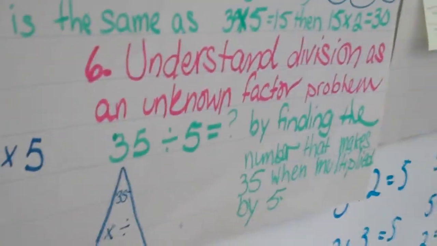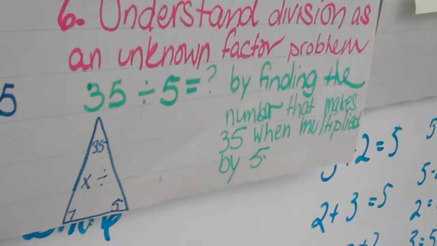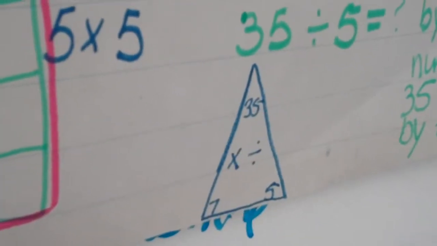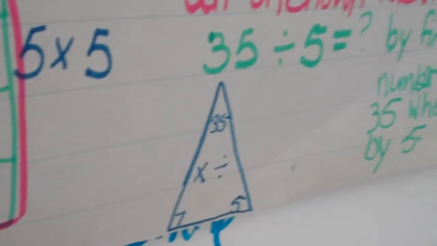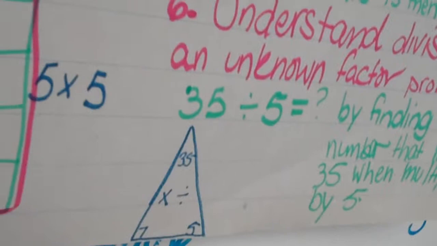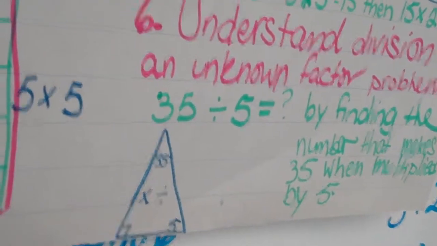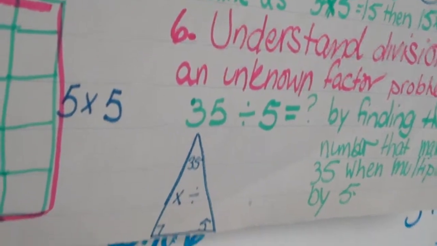6 was understand division as an unknown factor problem. So 35 divided by 5 equals the unknown, by finding the number that makes 35 when multiplied by 5. And here's where you could use the fact triangle. 35 divided by 5, or 35 divided by 7, or you could multiply.